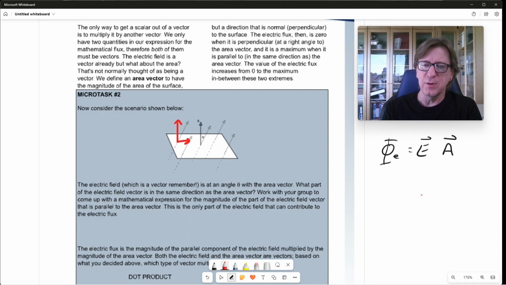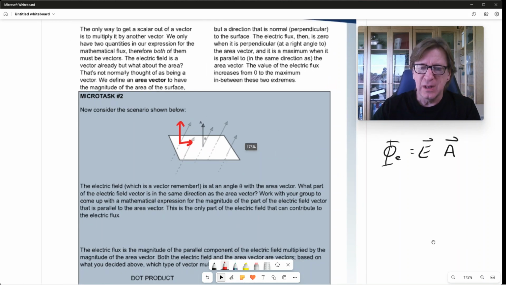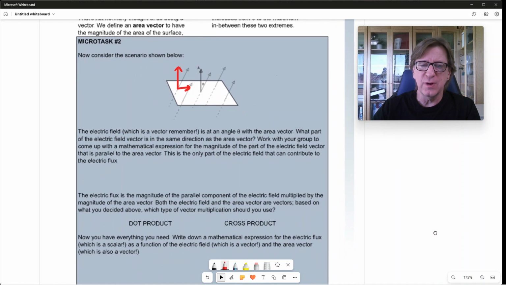The vertical component here will contribute to the electric flux because it is parallel to the area vector. It's penetrating. The horizontal component here is not penetrating the surface, so it's not contributing to the electric flux. So only the component of the electric field that is parallel to the area vector will produce a flux. And that's just a mathematical way of saying, well, the part that doesn't penetrate can't contribute.